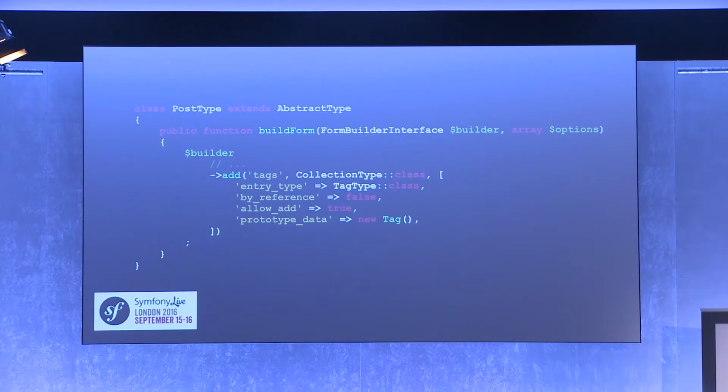So then we just need to add this tag type in our post type. We're using here a collection type because we get a collection or an array of tags. And for each entry of this array, we need to assign it to a tag type. And we want to also add tags and create them if they don't exist yet. Prototype data allows to populate the tag with some objects, but you shouldn't do this in this case because we want it to build it, not pre-populated if it doesn't exist yet.